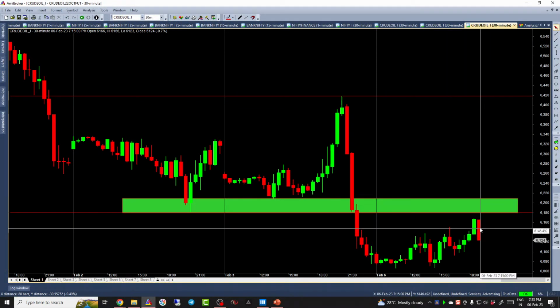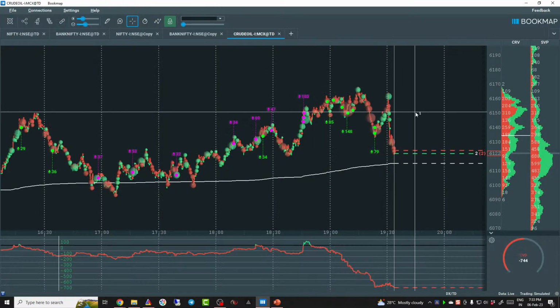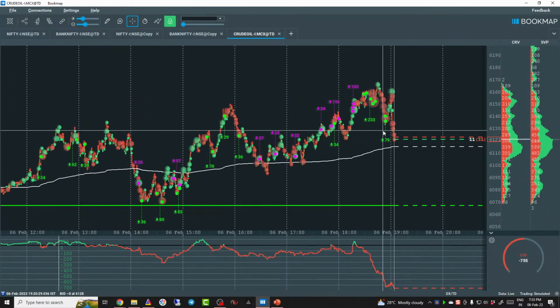Yeah, we are seeing a kind of sell off even before reaching this particular level now. So any particular questions with respect to this, or else we can move on to the footprint charts.